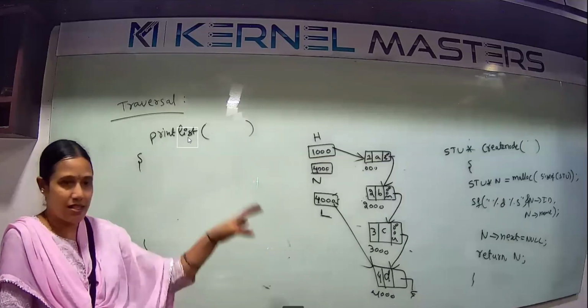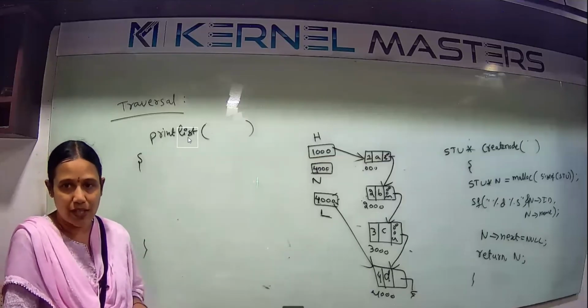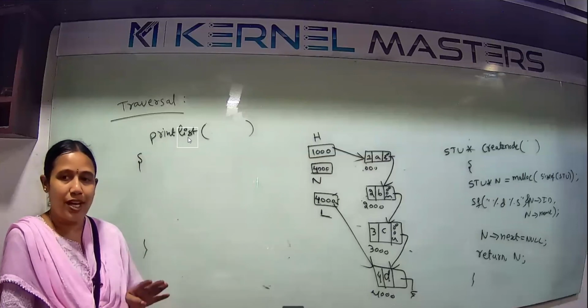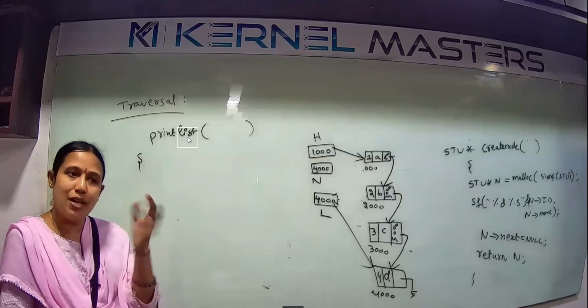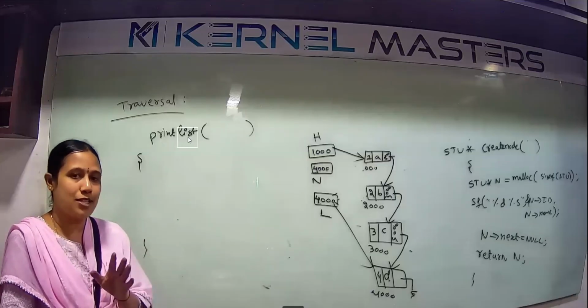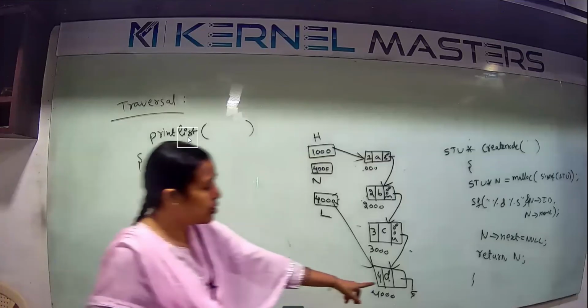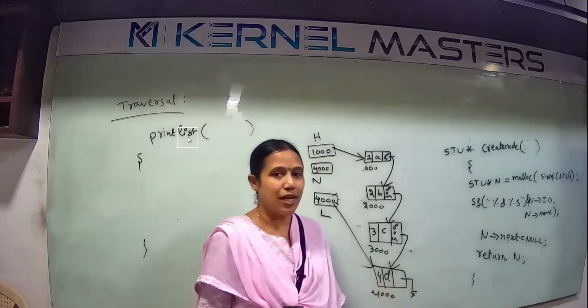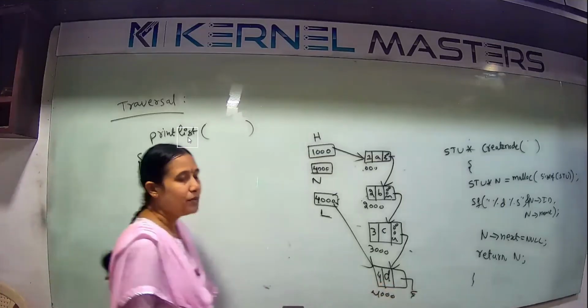There won't be a size. How many elements are there? They will not tell you. They will only give the head node address. You have to assume how many elements are there. No matter. You have to keep on doing the processing till you find the last node with next member null. That is your condition. Okay.